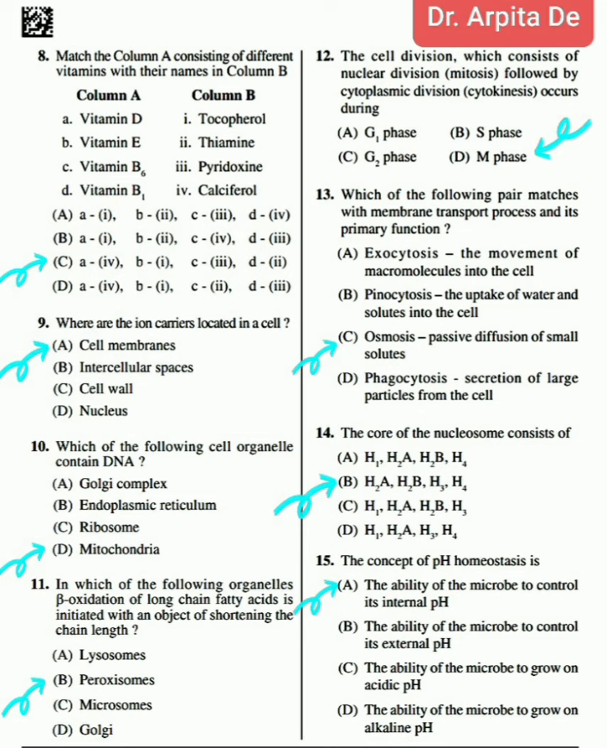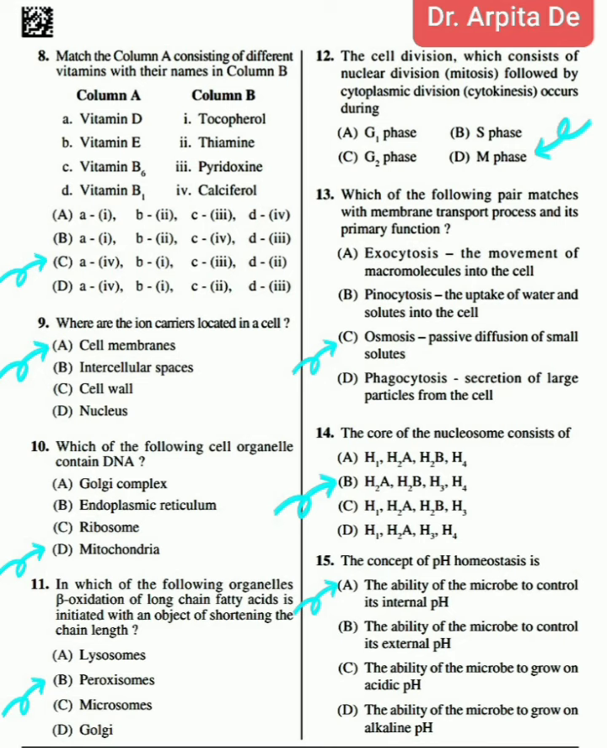Coming to question number 15, the concept of pH homeostasis is the ability of the microbe to control its internal pH. Absolutely correct. The ability of the microbe to control its external pH. How can the microbe control the pH of the external environment? It is so difficult and it's not possible also. So this is wrong. The ability of the microbe to grow on acidic pH, not at all. Grow on alkaline pH, that is also baseless. So our correct answer is A.